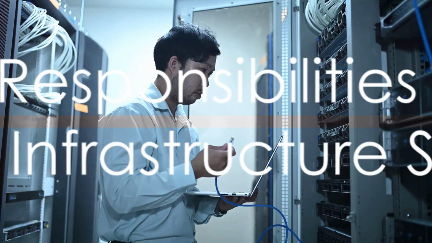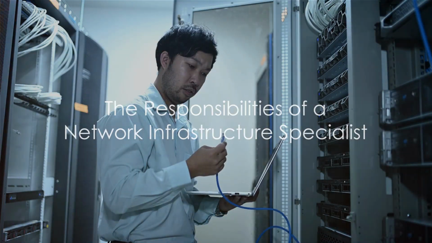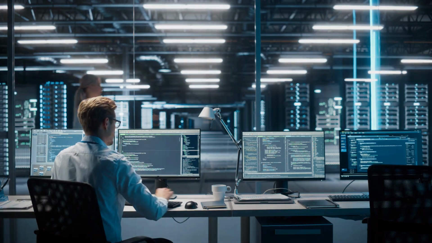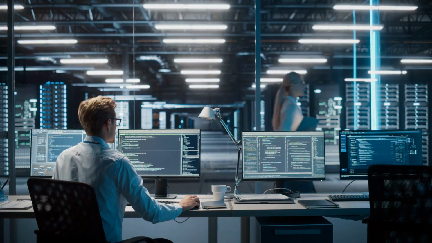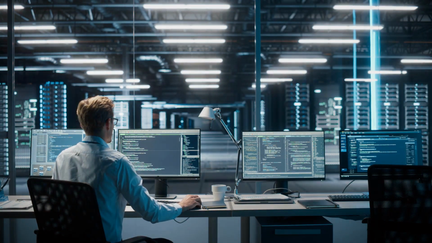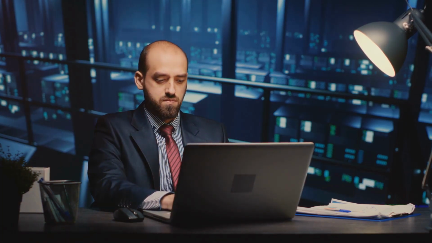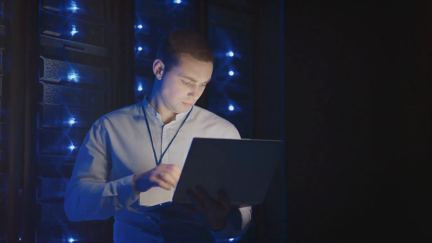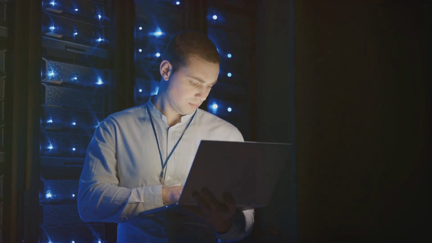So, what exactly does a network infrastructure specialist do? Well, their responsibilities are vast and varied. To start, these tech-savvy professionals design and install networks. Think of it as building the digital highways that data travels on. They lay down the foundation for all our online activities, from sending emails to streaming movies. It's not just about putting together a few cables and routers. It's about creating a complex interconnected system that can support a company's needs.